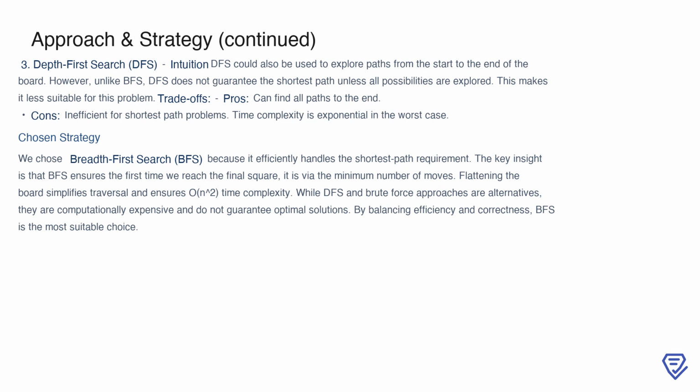After evaluating these approaches, we ultimately chose breadth-first search as the optimal strategy. BFS is well suited for shortest path problems, and its systematic exploration ensures that the first time you reach the final square, it's via the minimum number of moves. Flattening the board simplifies traversal, and the overall time complexity of n squared is efficient, even for larger boards. In contrast, the brute force and DFS approaches, while valid alternatives, are significantly less efficient and fail to guarantee optimal solutions. By balancing correctness and performance, BFS stands out as the most practical and effective choice for this problem.